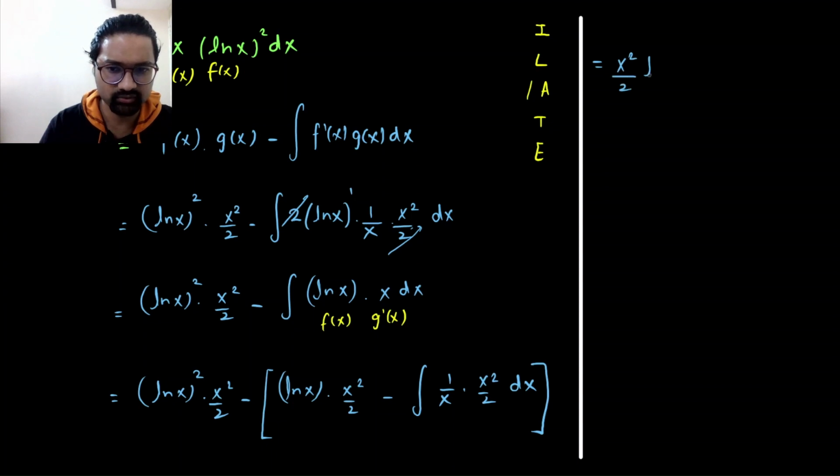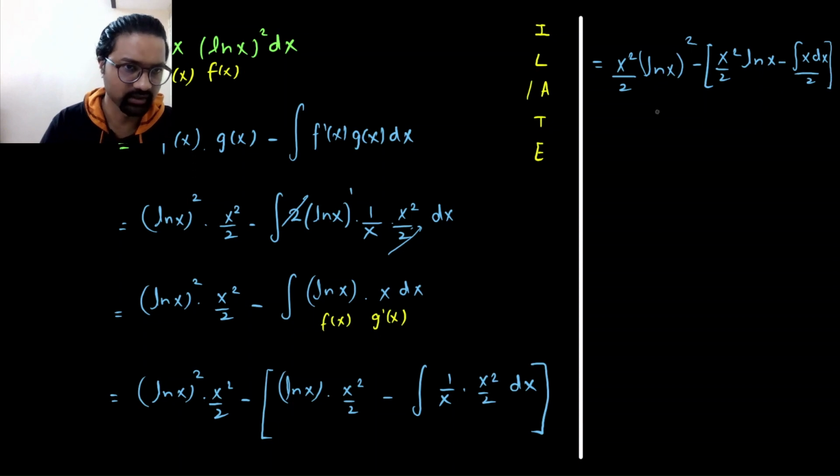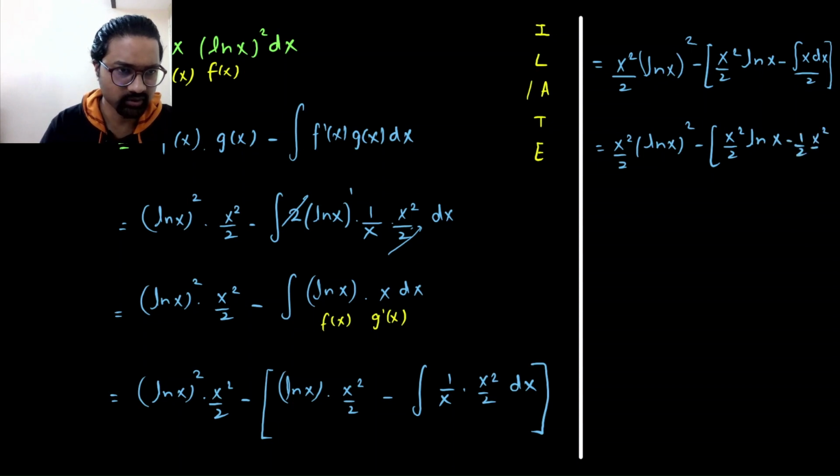So x squared over 2 times (ln x) whole square, minus, and this is going to look like x squared over 2 ln x minus 1 over 2 comes out, and in fact, you know what, it can be written as negative integration of x dx over 2. Right, and we can easily integrate x, because we know that the integration of x is x squared over 2. So all we have to do is rewrite our final answer as this x squared over 2, remember, and obviously there is a constant of integration c.